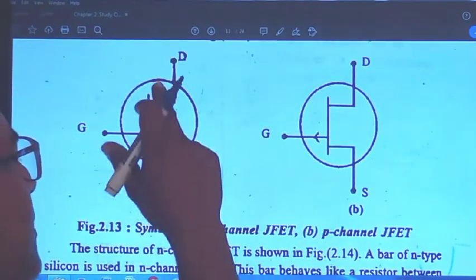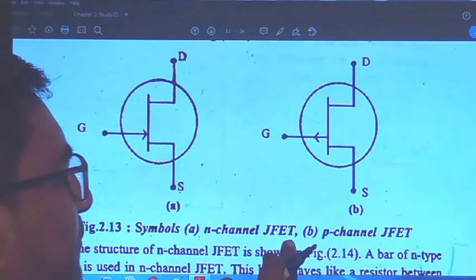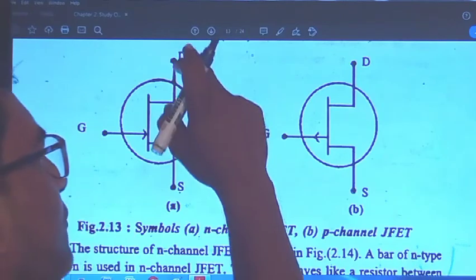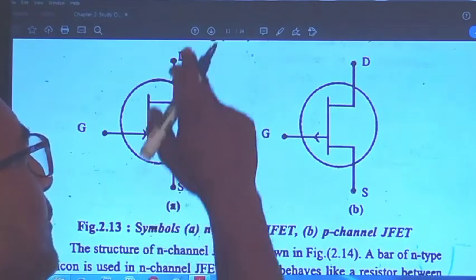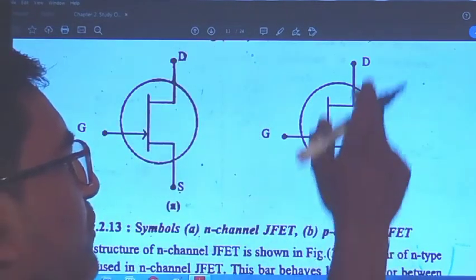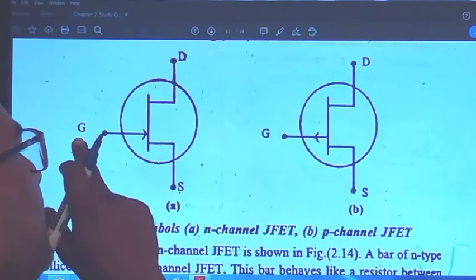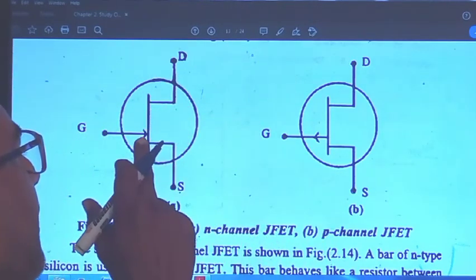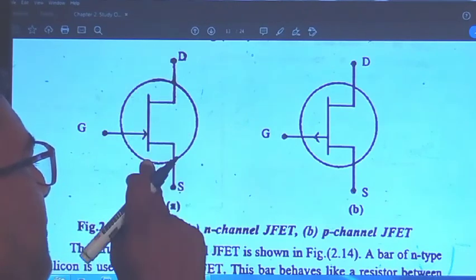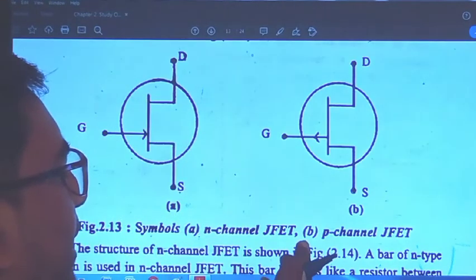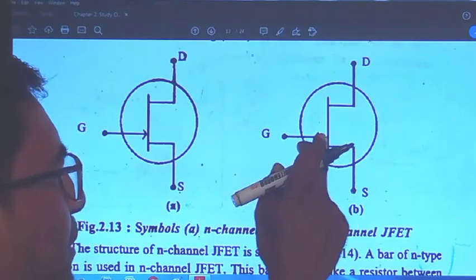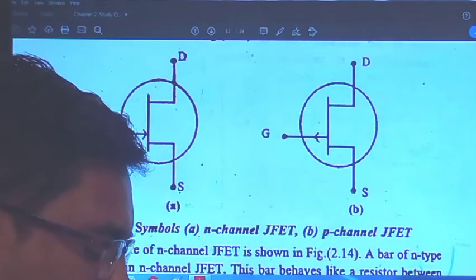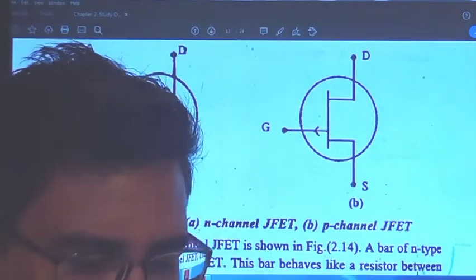Okay, so it gives you the symbolical representation for the N channel JFET and the P channel JFET, with the source, drain and the gate. G is the gate, D is the drain and S is the source. Okay, the arrow pointing towards the source is considered an N channel, and the arrow pointing towards the gate is considered a P channel. So it is a symbolical representation.